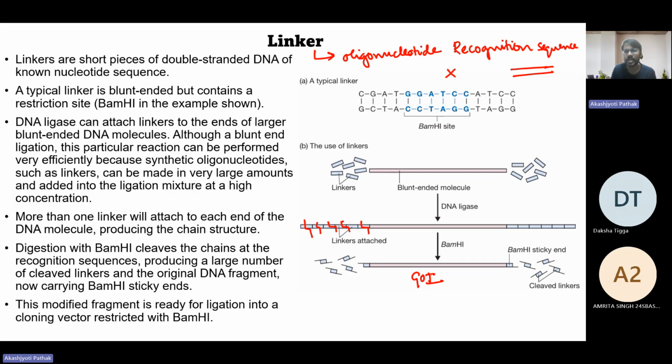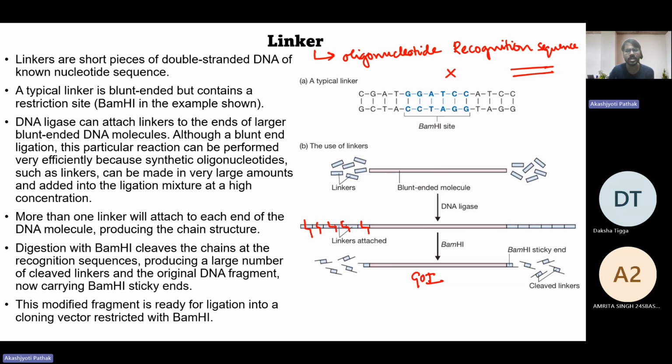Now your gene of interest, you have converted the blunt-ended molecule to a sticky-ended DNA molecule. Now you can use this gene of interest to set up the ligation reaction. Is it clear? So from a blunt-ended molecule, if you want to get a DNA molecule which has sticky ends, then you can use the linker molecule. Is it clear?